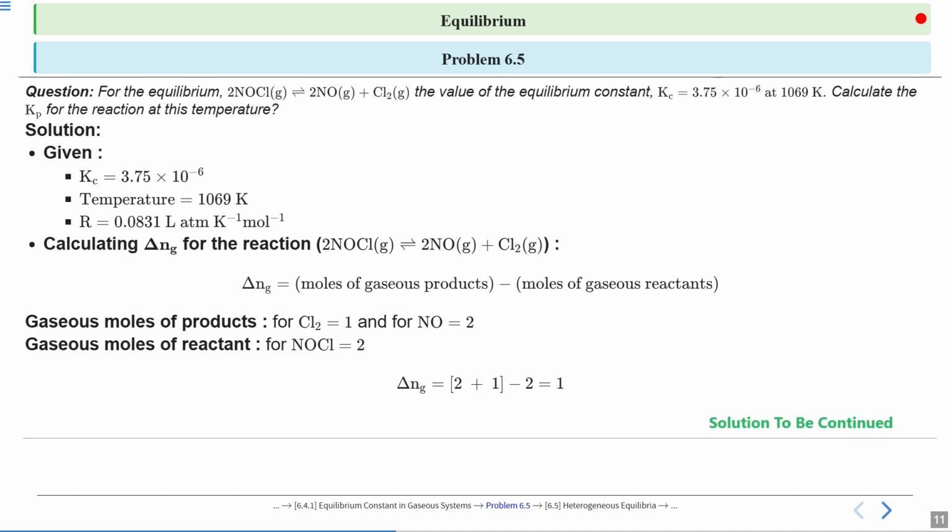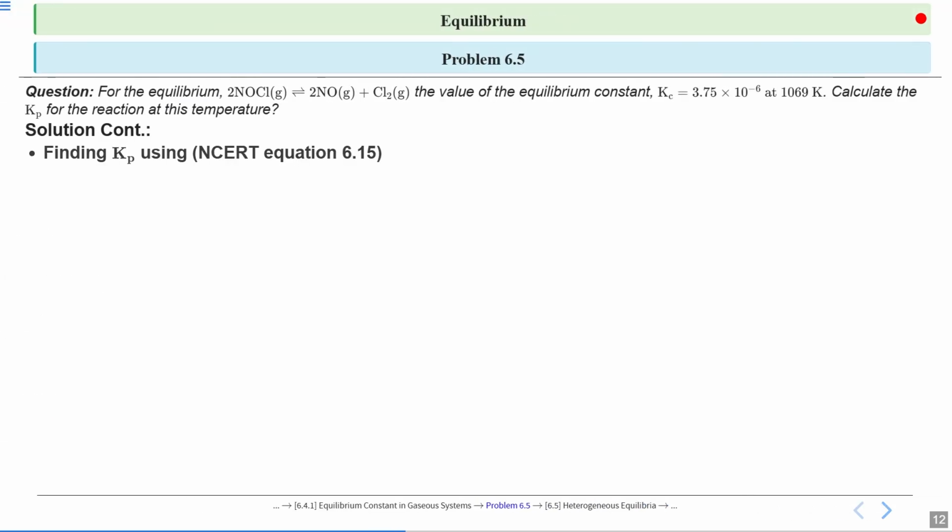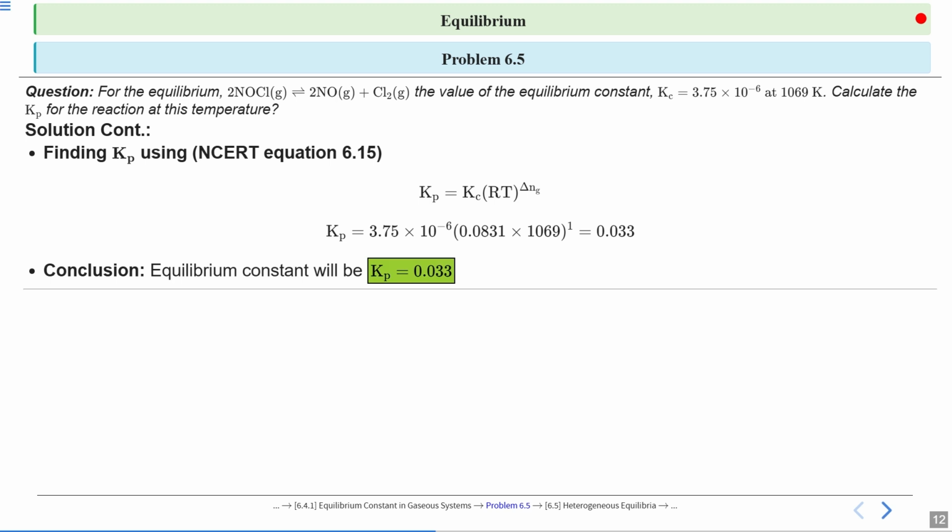1. If you substitute this value into our final equation, what is our final equation? It is Kp equal to Kc (RT)^delta Ng. Now in this, we need the delta Ng value, and we have already calculated this, and this value is 1. What is the value of temperature? It is given in the question, 1069. R value we have seen, it is 0.0831, and Kc value is given as 3.75 into 10 to the power minus 6. If you put all of this, you will get your Kp value as 0.033. So finally, we have concluded the equilibrium constant in terms of partial pressure as 0.033. So this is your final answer.